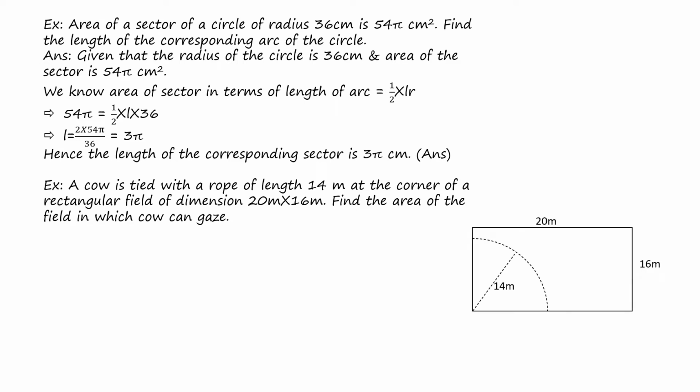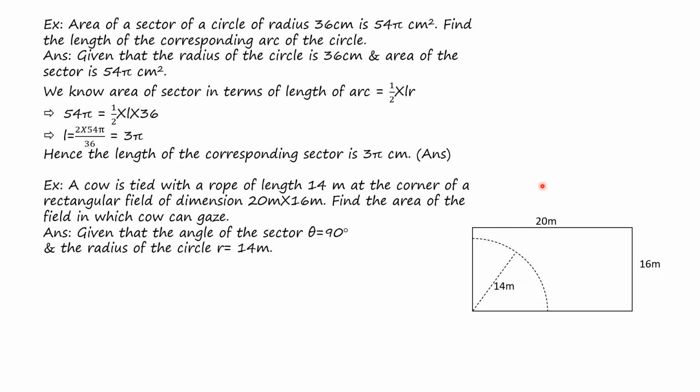As is clear from the picture, the length of the rectangular field is 20 meter and width is 16 meter, but the cow is tied with a rope of 14 meter. And since the cow is tied at the corner of a rectangular field, this particular angle is 90 degree. Given that the angle of the sector theta equals 90 degree and the radius of the circle is 14 meter, the cow can graze a field equivalent to a quadrant of the circle of radius 14 meter, because this represents 1/4 of a circle. Since theta is 90 degree, this represents 1/4 of a circle.